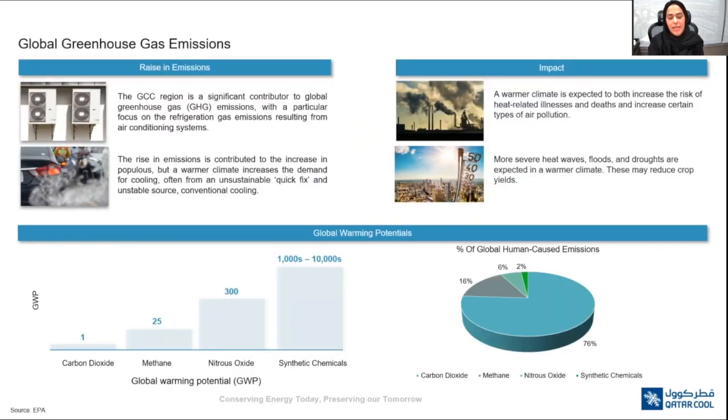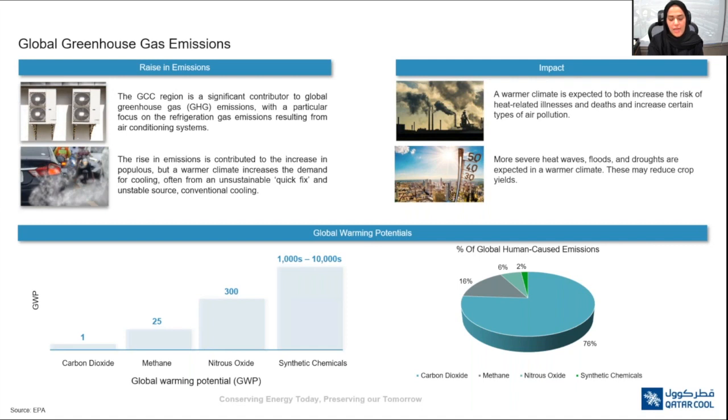With this slide, we will shift our focus to the critical issue of global greenhouse gas emission. It is crucial to understand the broader context of GHG emissions to drive impactful change on a global scale. GCC region is a significant contributor to GHG emissions, particularly due to the refrigeration gas emissions resulting from air conditioning system. Rise in emissions means increase in populace.